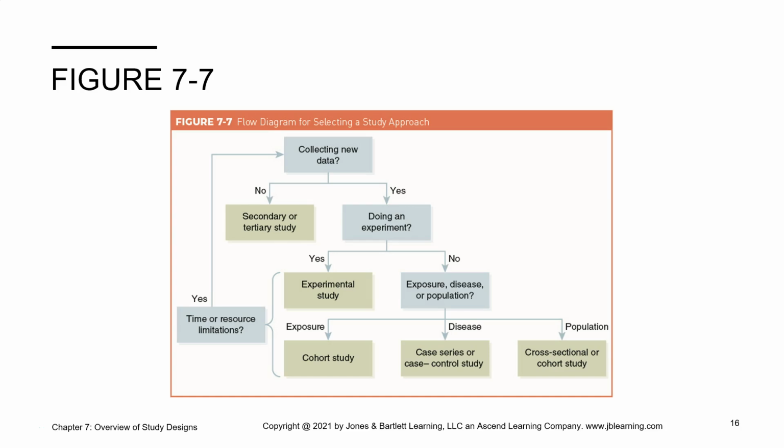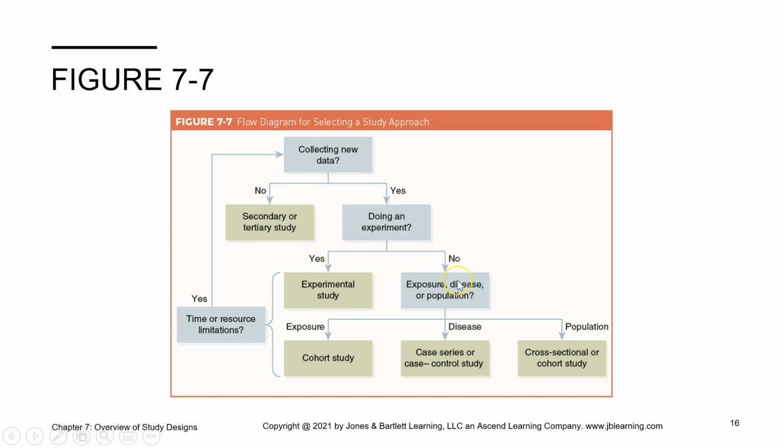Then figure 7.7 has a great flow diagram for selecting a study approach, and so these are all really useful tools for selecting study designs. Let's say we started off with this first one here. The question being, are you collecting new data? If your answer is no, your study design is secondary or tertiary. If your answer is yes, then you have to ask yourself, are you doing an experiment? If the answer is yes, it's an experimental study.